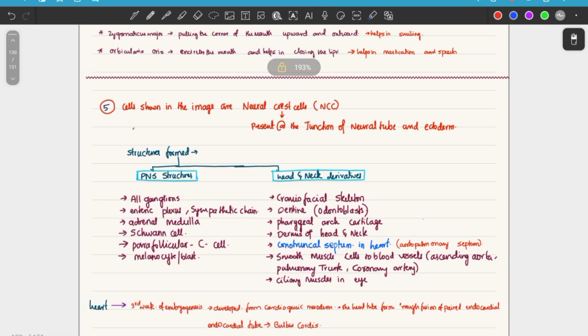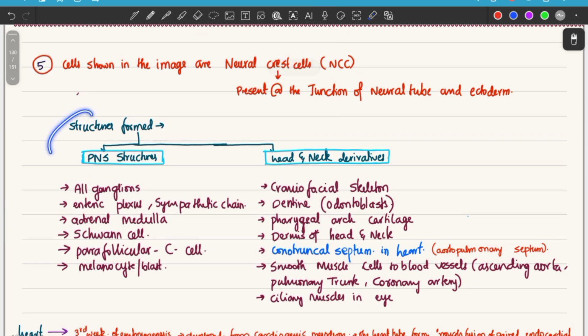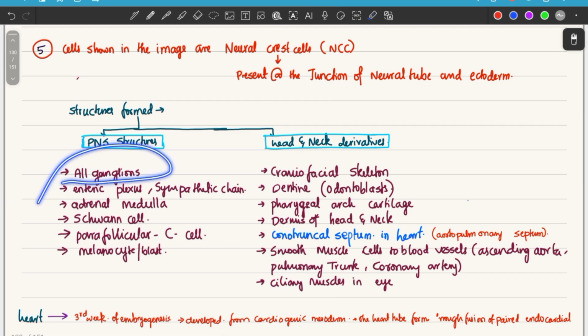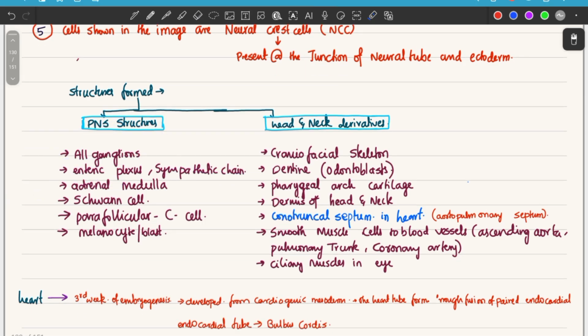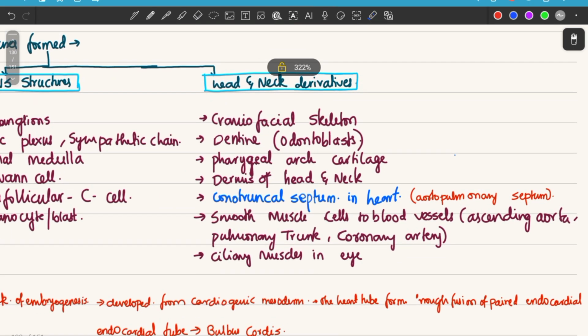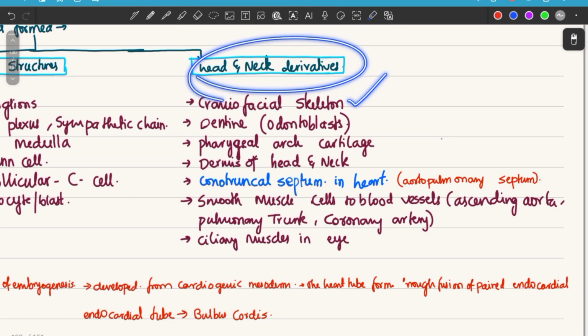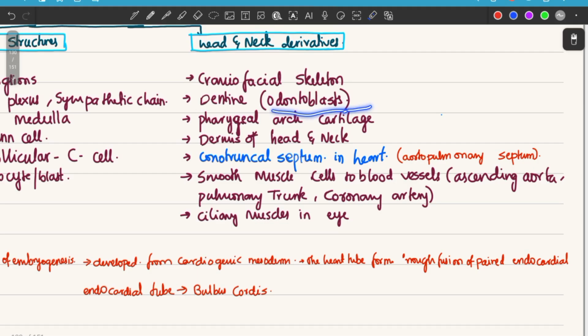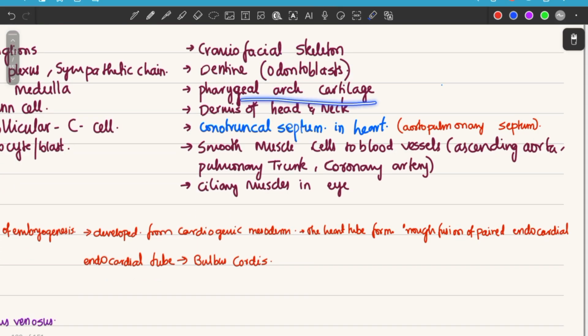Let's see the derivatives. Most of the structures you can remember by PNS, peripheral nervous system structures, that is all ganglia, enteric plexus, sympathetic chain, parafollicular C cells, and Schwann cells. The other two are melanocytes or melanoblasts, and adrenal medulla. Whereas head and neck derivatives are craniofacial skeleton, dentine, odontoblasts, pharyngeal arch cartilages, and dermis of head and neck.